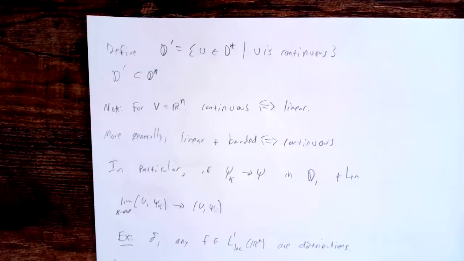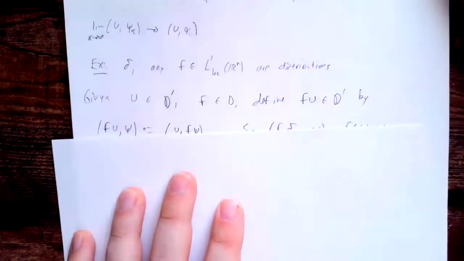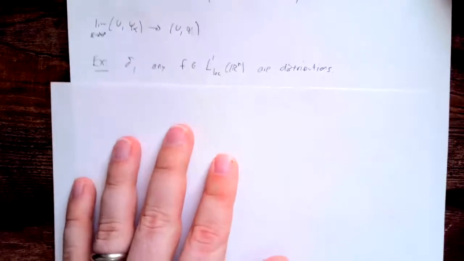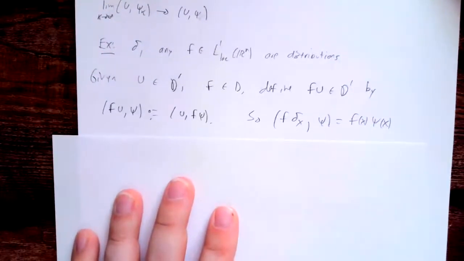There are other ways to characterize it, like in other textbooks, but this way of characterizing it is pretty good, I think. And so, yeah, there were two examples, and I've shown how to multiply a distribution by a function.